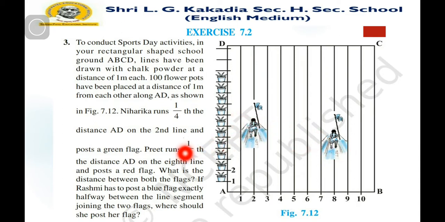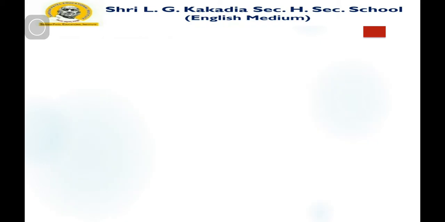So we have the coordinates of both the points, so we can easily find the distance between these two points. And here Rashmi wants to post the blue flag exactly halfway between both the points, meaning we want to find the midpoint of these two points. So easily we can do this. Solution.